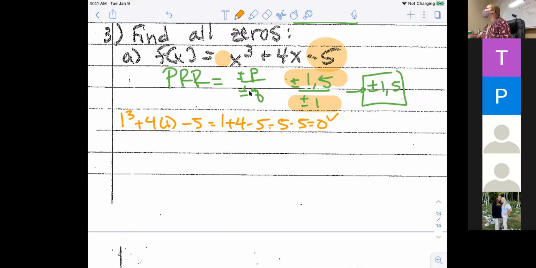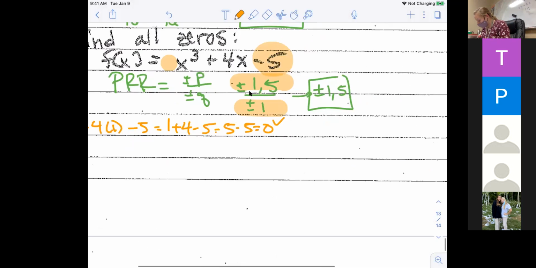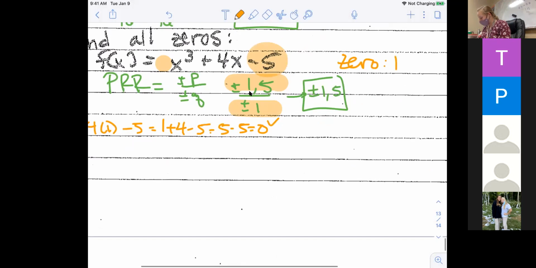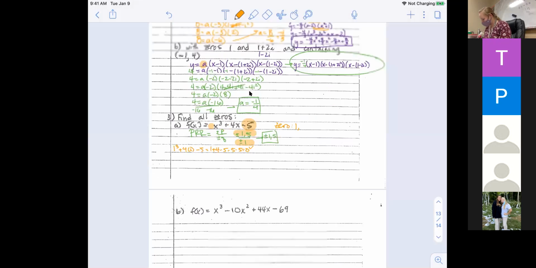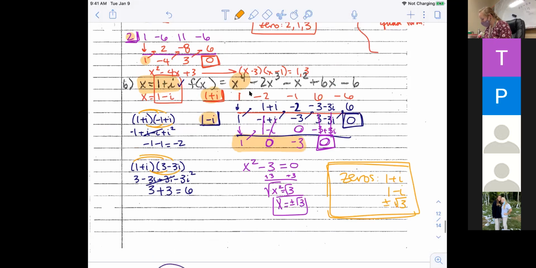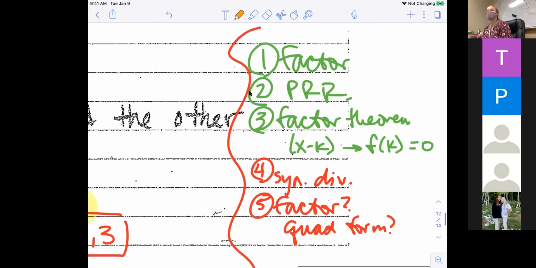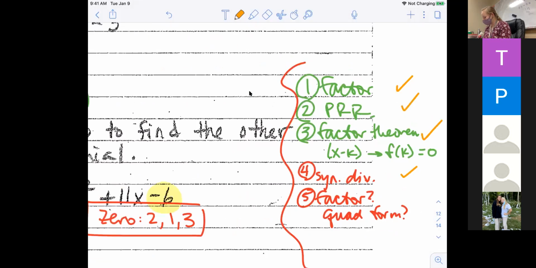Okay, let's keep going. So 1 works. 1 is my 0. So my first 0, I'm going to make a list of, I'm going to write 1. I know there's going to be more, but 1 definitely works. In order for me to do more with 1, I have to do my synthetic division. So if you go back up to our list, I like to go off my list. Okay, check, I factored, couldn't work. Yes, I did my PRRs. Yes, I plugged it in to see what works. Now I'm doing my synthetic division. So we're going to synthetically divide with 1.